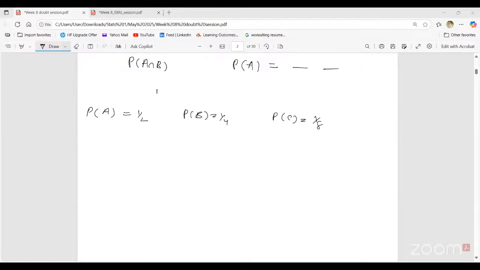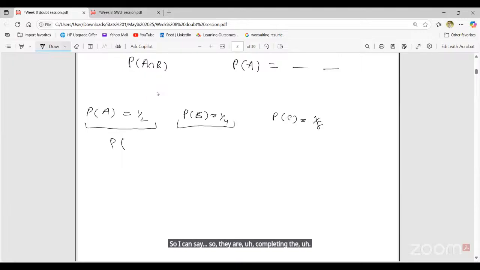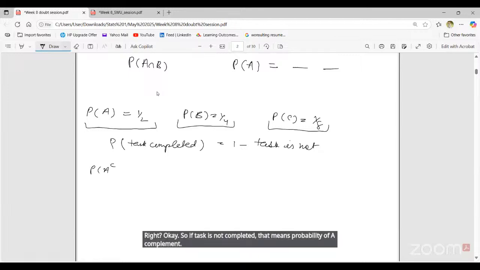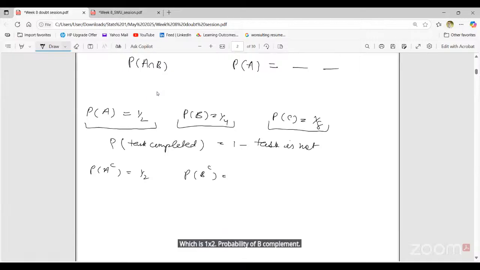So they are completing the task individually, correct? To find the probability that the task is completed, I can calculate it as 1 minus the probability that the task is not completed. If the task is not completed, that means probability of A complement, which is 1 by 2, probability of B complement, which is 3 by 4, and probability of C complement, which is 7 by 8. So the probability that the task is not completed is 1 by 2 into 3 by 4 into 7 by 8.